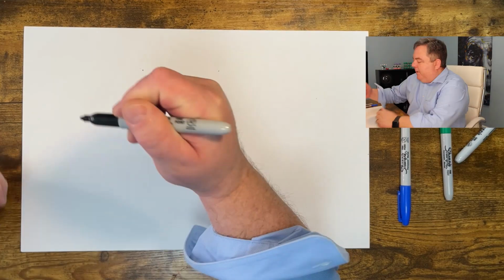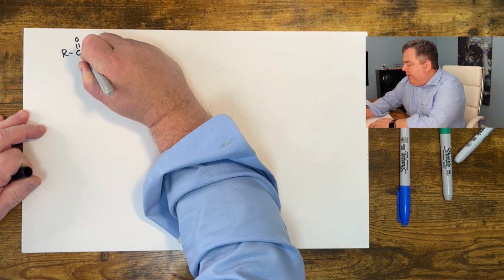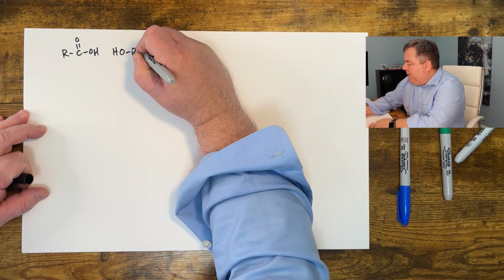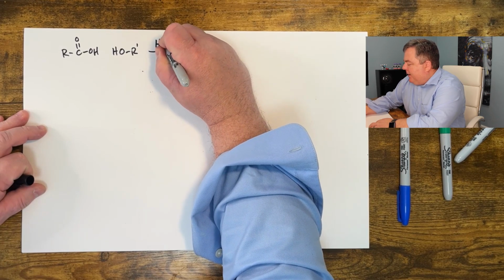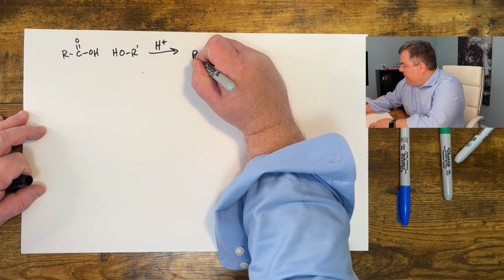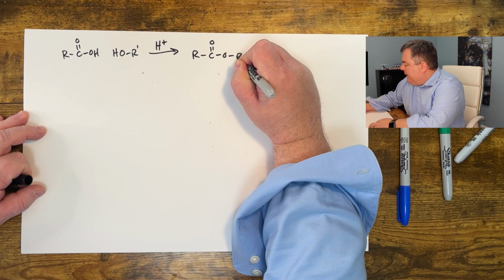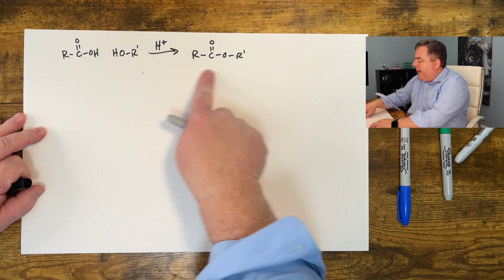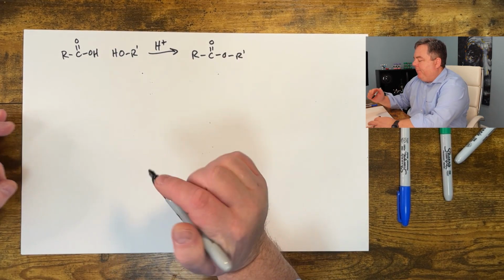Let's jump right in. In a Fischer esterification, we start with a carboxylic acid and an alcohol. Let's change the R group, it doesn't matter what they are. We use a catalytic amount of maybe sulfuric acid, and we make an ester. And that's a carbonyl with an oxygen and another carbon on the other side. So, what's the mechanism? How do the electrons move to get us from here to here?